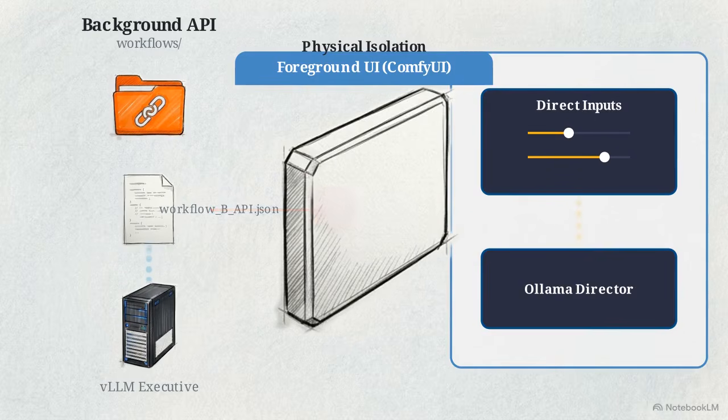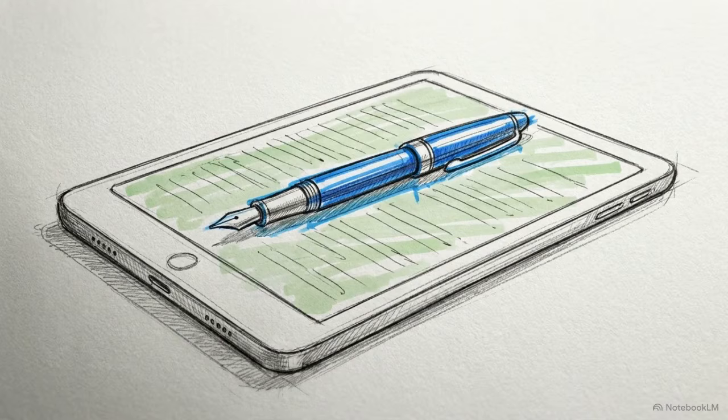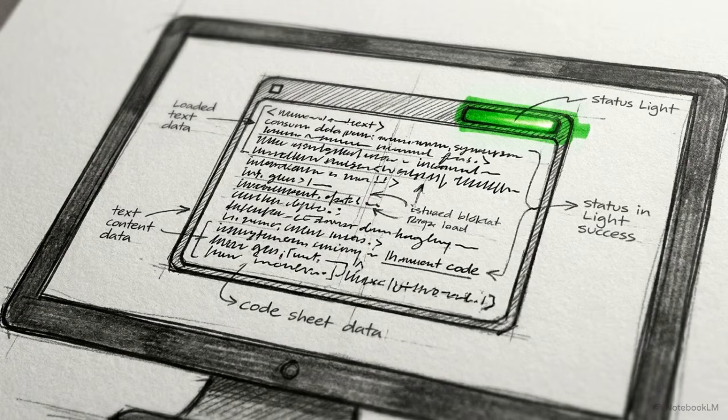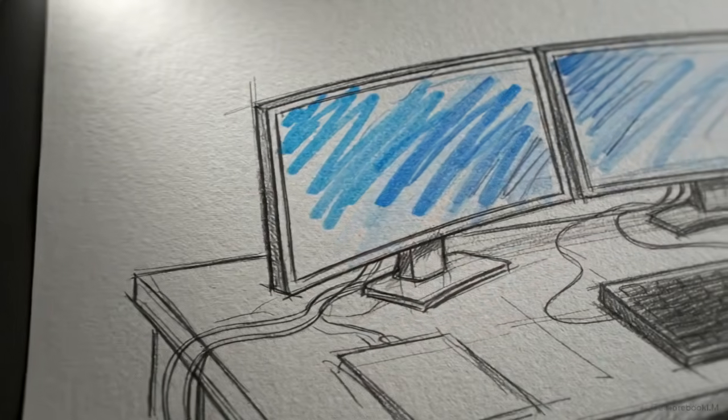Isolating the background API file in its own folder keeps the 2 models from colliding. The director writes instructions to the designated folder, and the executive silently reads them from the background, keeping the multi-step process entirely stable. Everything is wired.